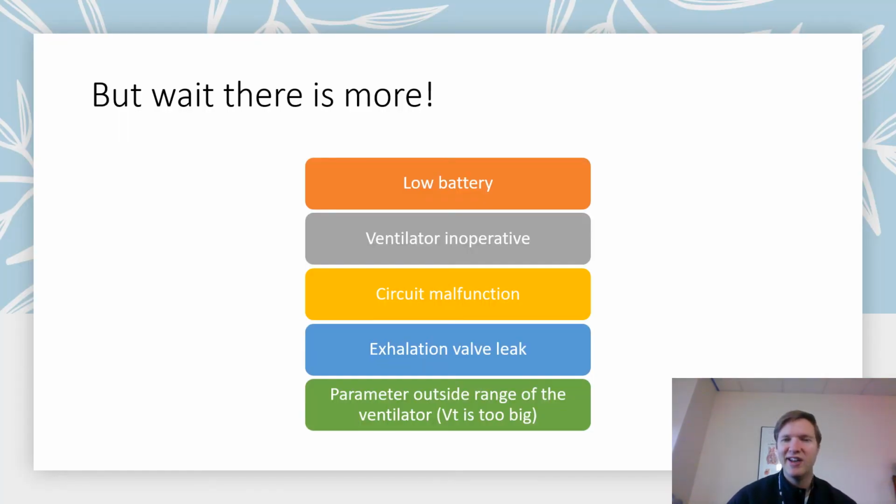Oh, there's more alarms. We're not done. Low battery alarms, very helpful, especially if you're doing transport. Can be stressful, but the low battery alarm is very helpful because it tells you, hey, we need to find a source sooner than later, or I need to make sure I have another battery with me when we're transporting, or we need to make sure it's plugged in because obviously it's not plugged in and we're running out of battery. So something like that's going on.